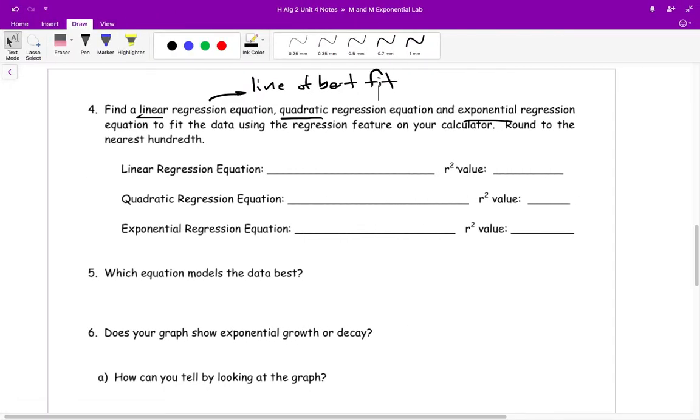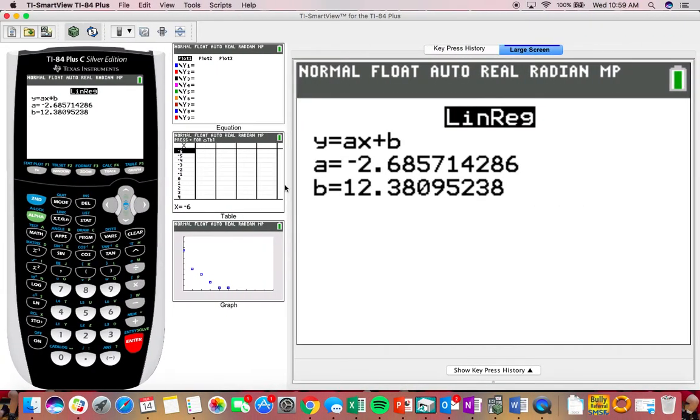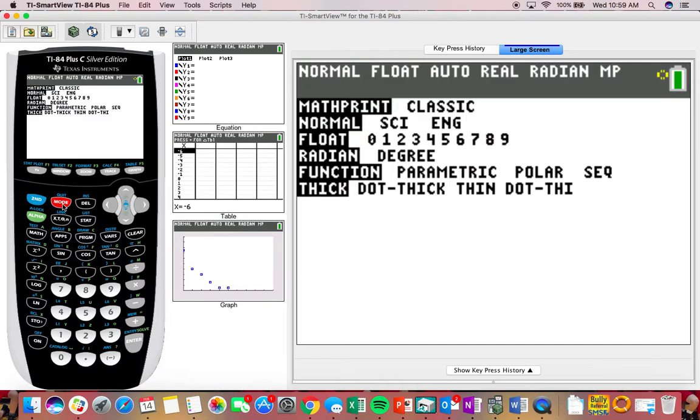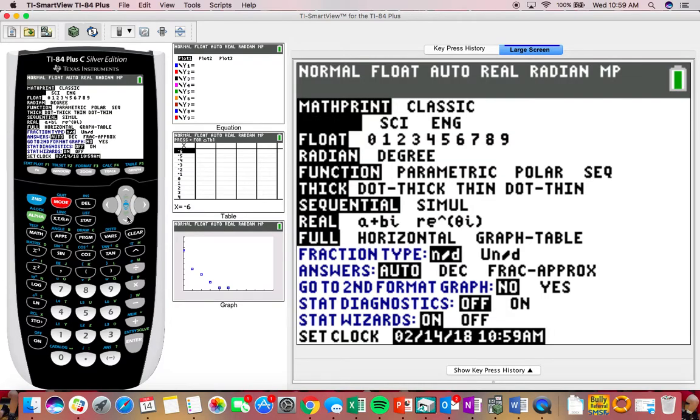Now the other thing it wants is this r squared value, which mine did not give to me right away. If yours is the same as mine and is not giving you an r or an r squared value, on your graphing calculator go to Mode, and then go down to an option that says Stat Diagnostics. Yours might look a little different than mine, but you should have that option somewhere. Look for Stat Diagnostics and turn that on.